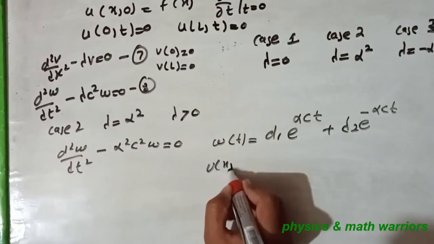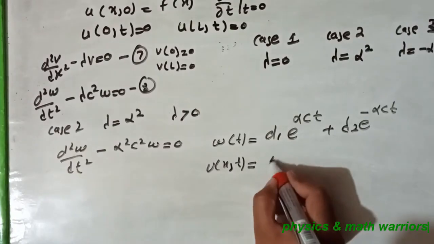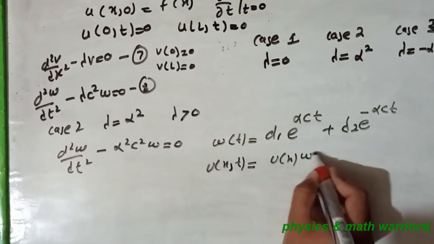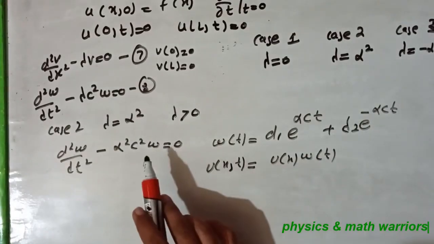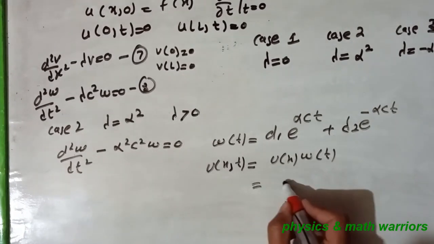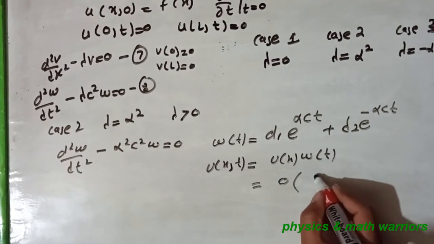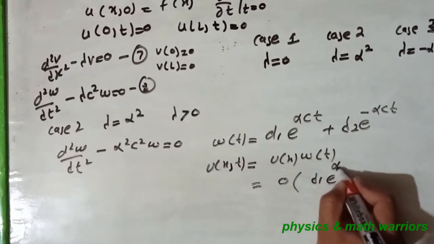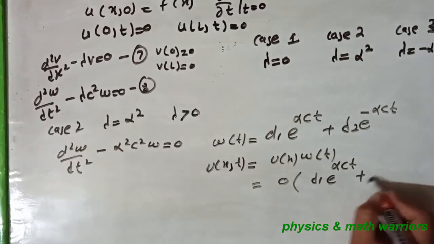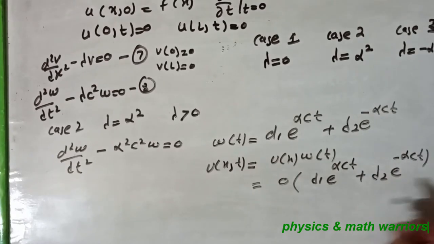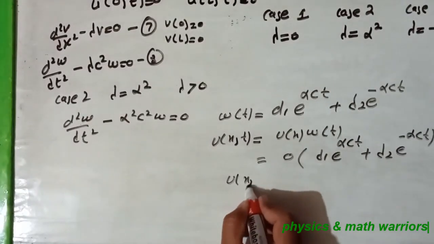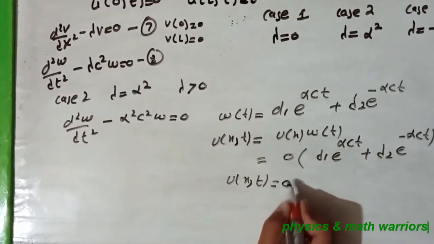u, which is a function of x and t, is equal to u of x omega of t. U of x is equal to 0 when lambda is equal to alpha square, and omega of t is equal to d1 exponent alpha ct plus d2 exponent minus alpha ct. So u of x and t is equal to 0.